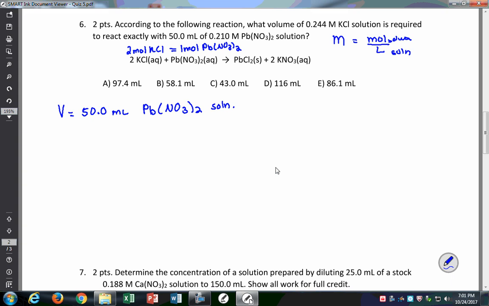So what that tells us is we have 0.210 moles of Pb(NO3)2 for every 1 liter of solution. So if we took 50 milliliters and put it in a flask, some of that's water, some of that's Pb(NO3)2. So the question is, how many moles do I have? Now again, this relationship is per liter, so we need to convert our 50 milliliters to liters.